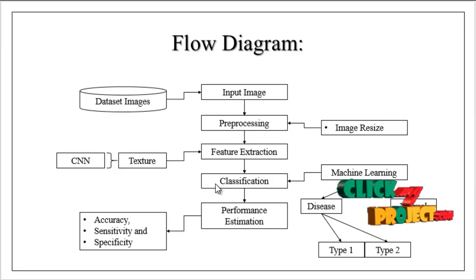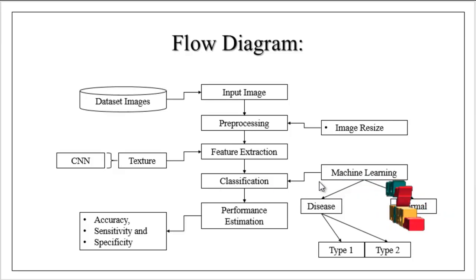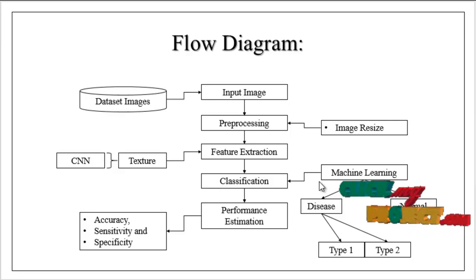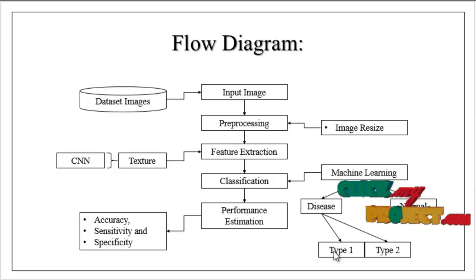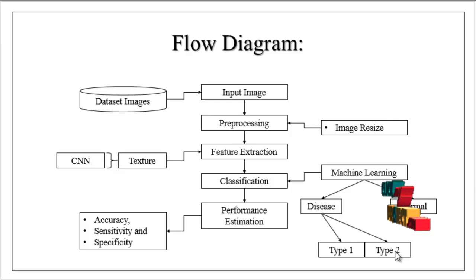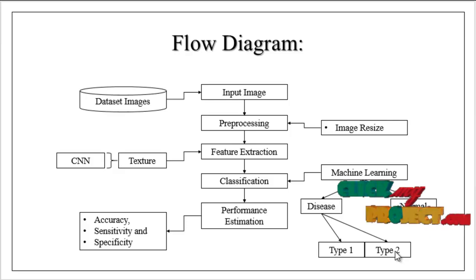Now the classification will be applied by means of a machine learning algorithm. In this machine learning algorithm, we have to classify the input images as disease or normal. If it is a disease type, it will be classified as type 1 disease, type 2 disease, type 3, whatever it is. So for example, benign or malignant. We have to classify these.